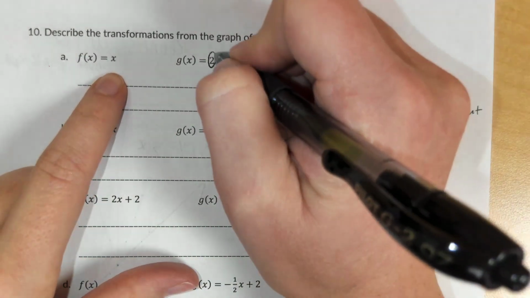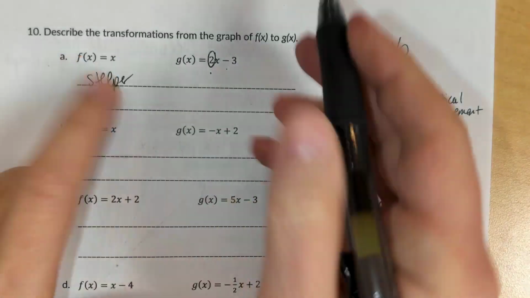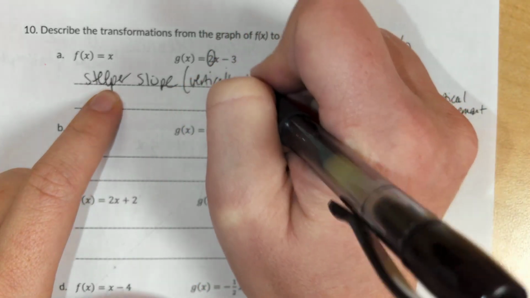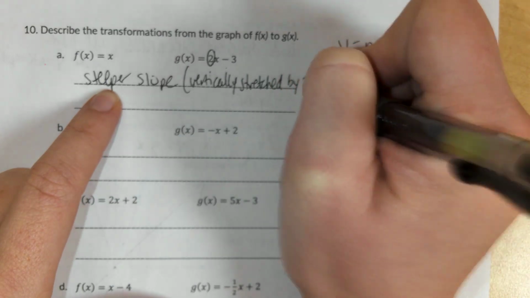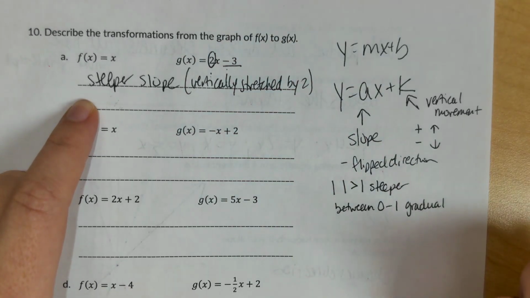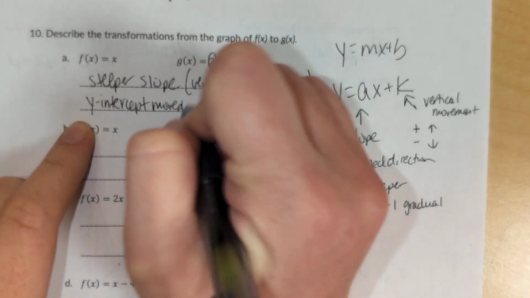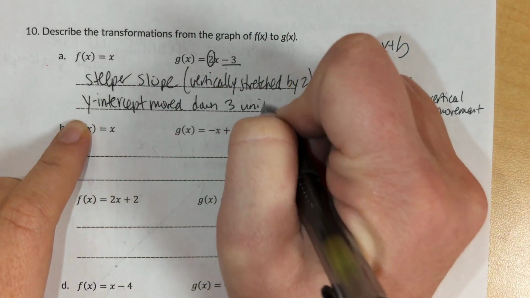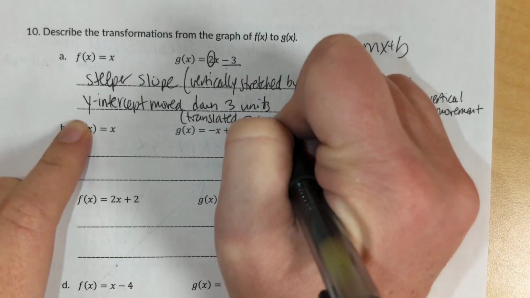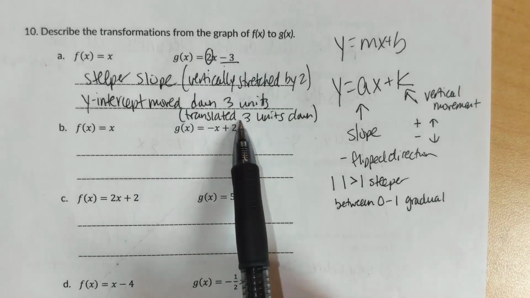So first off, it has a 2 for a slope. So I know that it's going to be steeper because it's going from 1 to 2. So it's a steeper slope. Okay, it has been vertically stretched by 2. Okay, that's the technical terminology. And then I notice here that there is a minus 3 out beside it. So the y-intercept is moved down 3 units. And the technical terminology is that it has been translated 3 units down. Okay, so that's the technical terminology, going from here to here.